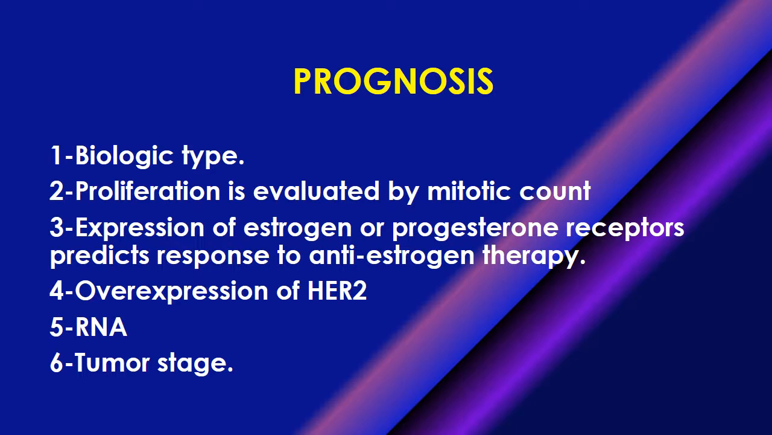Fourth is overexpression of HER2, which is seen in about 20% of breast cancer. Fifth is RNA expression profile, which is a newer method of subclassifying breast cancer. And lastly, the important one, which is tumor stage.